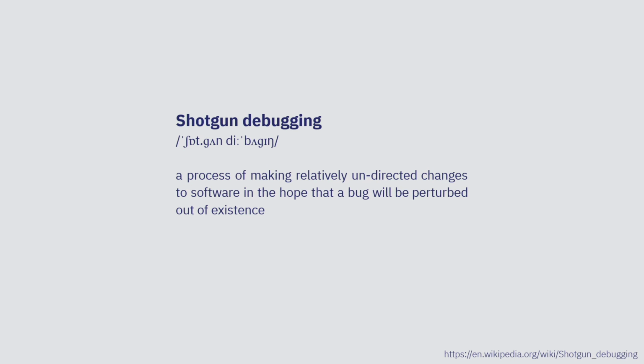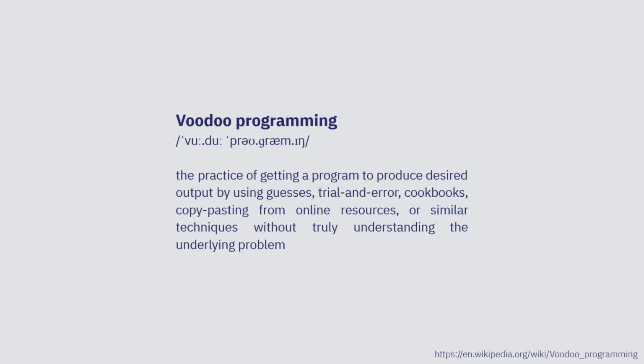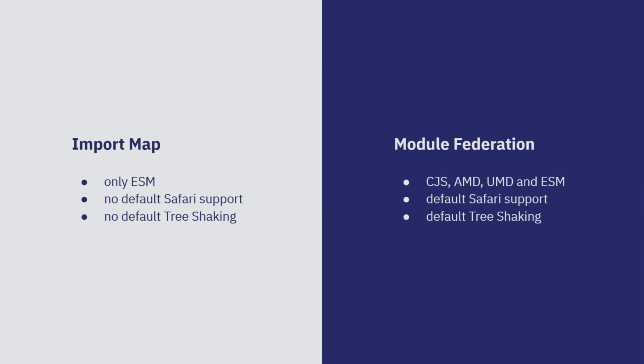So when an accident happens, we do not need to rely on gut feeling, make shotgun debugging, or voodoo programming. We know exactly how things work. So let's just summarize. ImportMap supports only ESM, has no default Safari support, there are polyfills available, and doesn't perform tree shaking by default. On the other hand, Module Federation supports CJS, AMD, UMD, and ESM, has default support, and performs tree shaking by default.